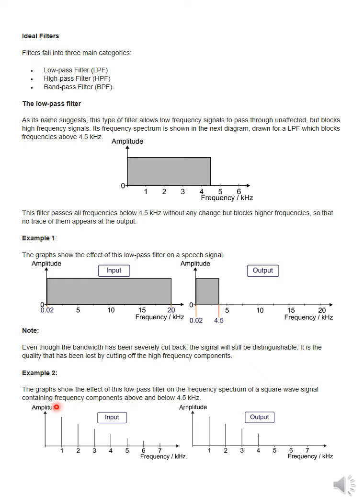using the same thing. In the second example, the graph shows the effect of a low pass filter on the frequency spectrum of a square wave signal containing frequency components above and below 4.5 kilohertz. So this is your input. Again you are using this filter, and when you apply it, you will get output up to this point, and the remaining will be blocked. Blocked means the filter will pass only the frequency range for which it is working, and the remaining frequency range will be blocked by it.